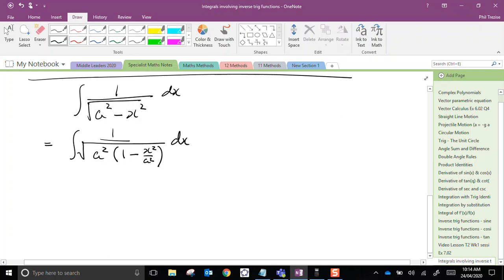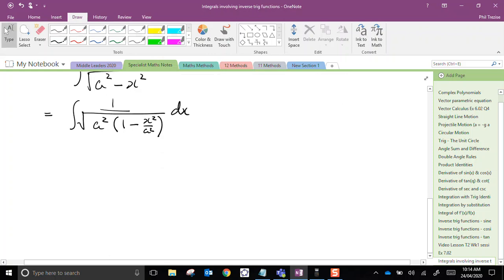It seems like I've just transferred the problem to somewhere else. Well, we'll follow along with this story and see where we go. I could have this as the root of a squared by the root of 1 minus. Now, what if I don't call that x squared over a squared? What if I call it x over a all squared? Now it's looking a bit more like 1 minus something squared. That vinculum still belongs there.